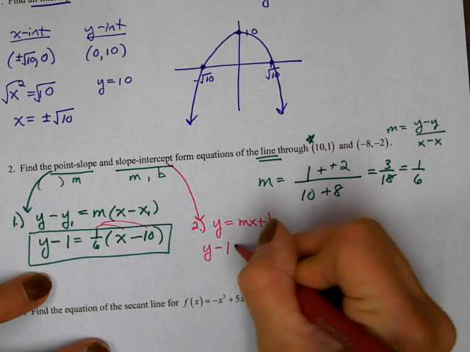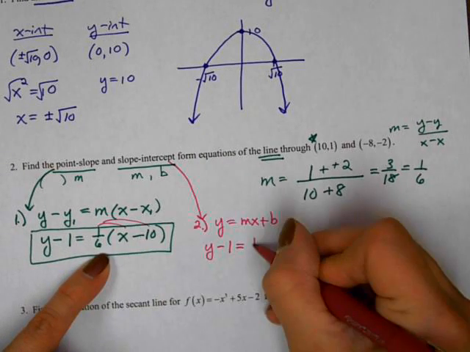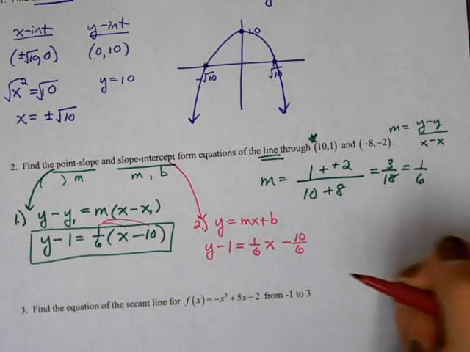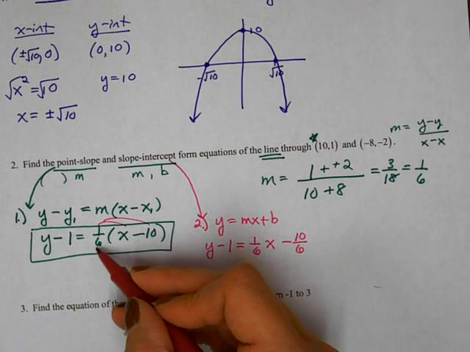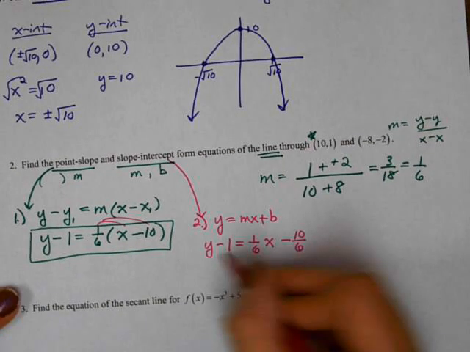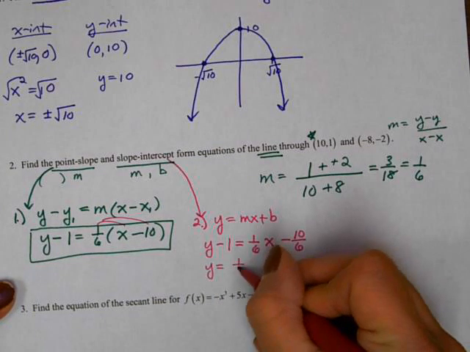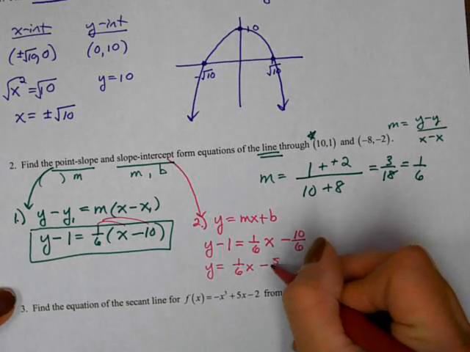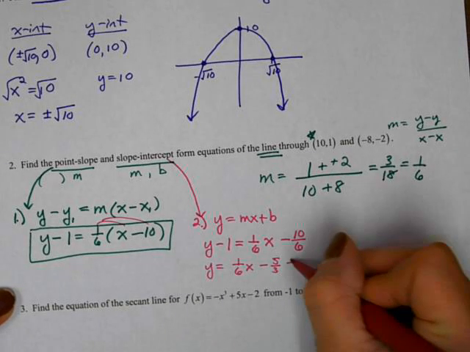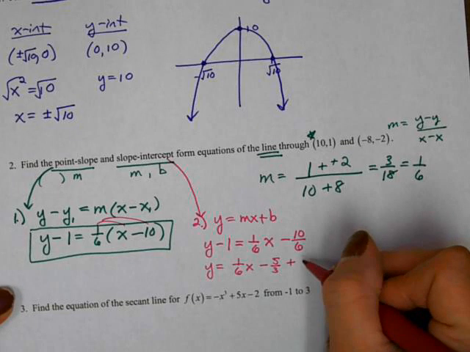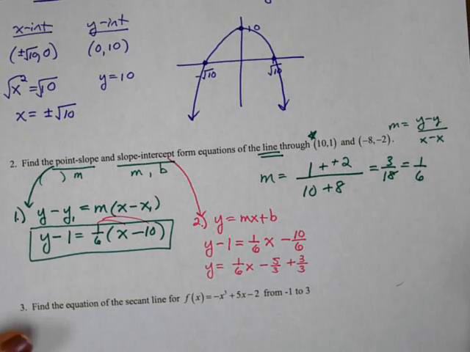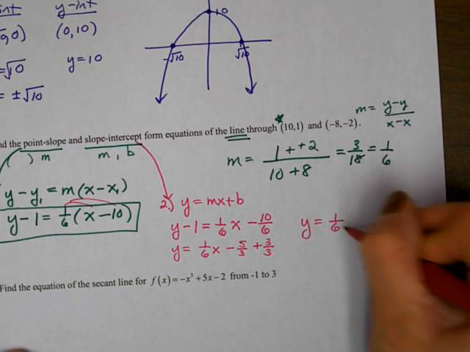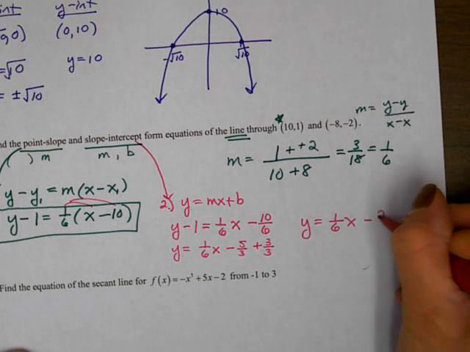So y minus 1, distribute is 1/6 x minus 10/6. That's divide by 6, so 10 has to get divided by 6. And then we'll add 1 to both sides. So 1/6 x. Let's reduce this. Let's divide by 2 and get 5/3. And when I add 1, I'm not going to write 1, I'll write 3/3. So in slope-intercept form, the answer is y equals 1/6 x minus 2/3.